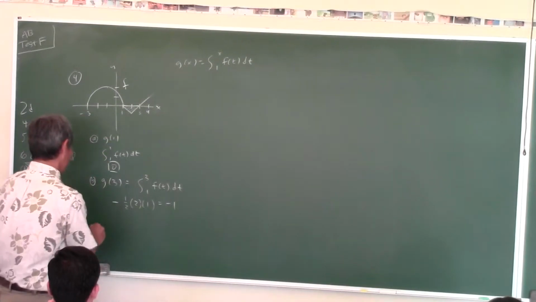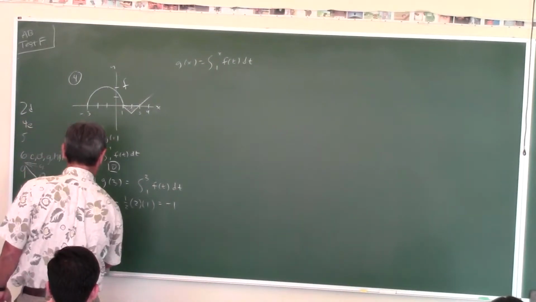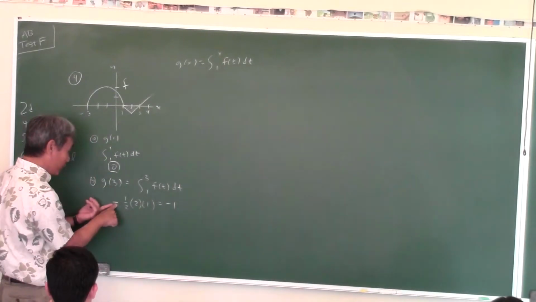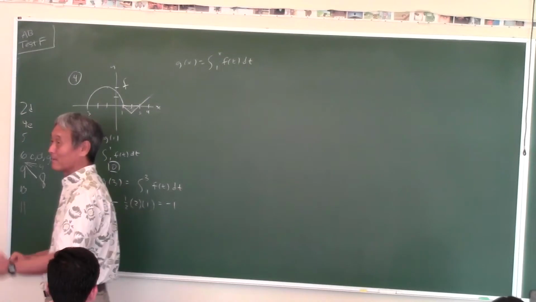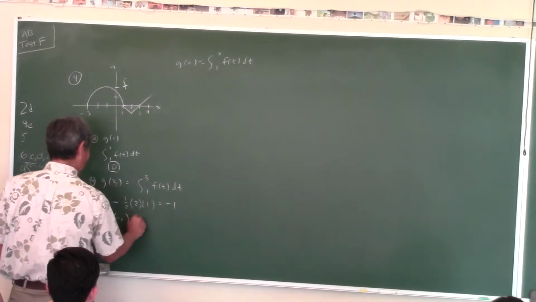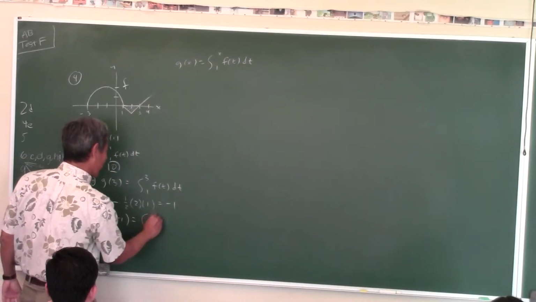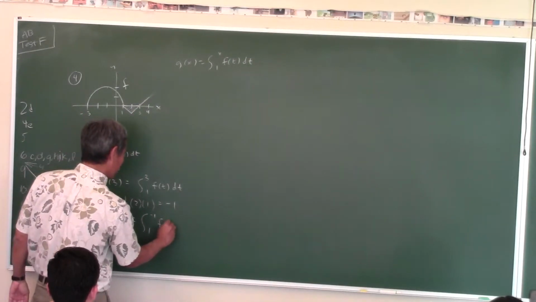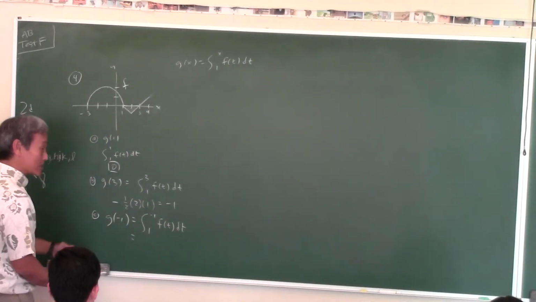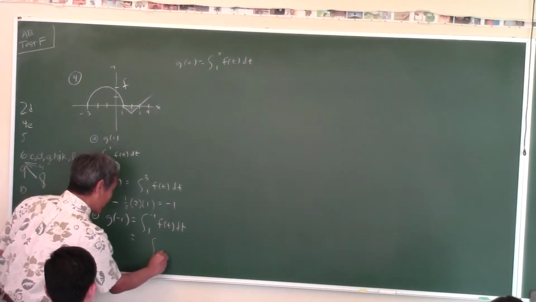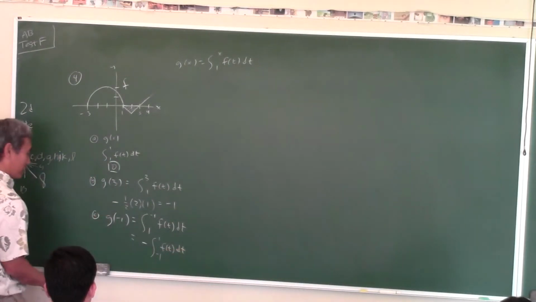Okay, moving on. C, G of -1. See, if you forget that minus sign, it's wrong. Plug in -1 for x there, so you get the integral from 1 to -1 of f of t dt. But the smaller numbers stay on the top. We'll switch it then. So if you switch the limits in an integral, what has to happen? You have to negate it to keep it the same.